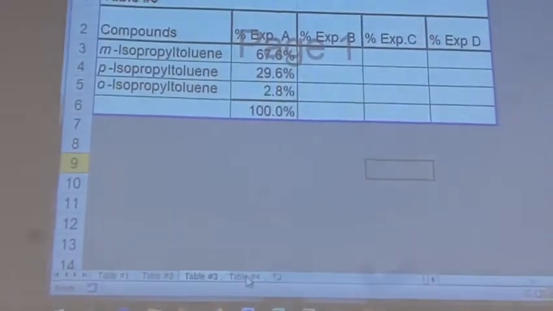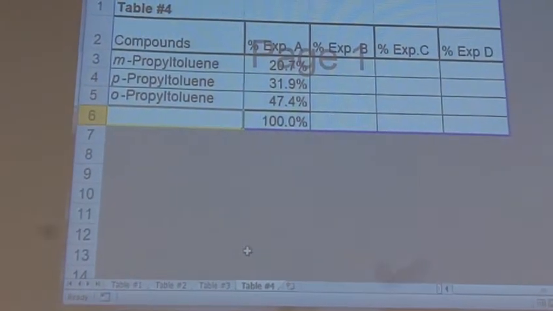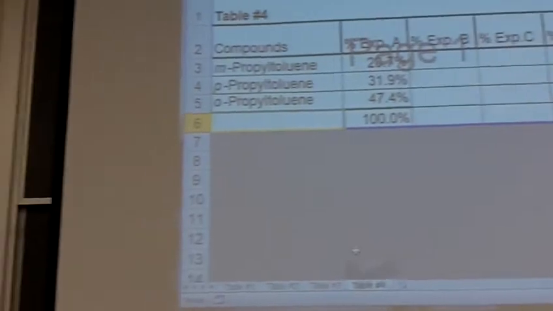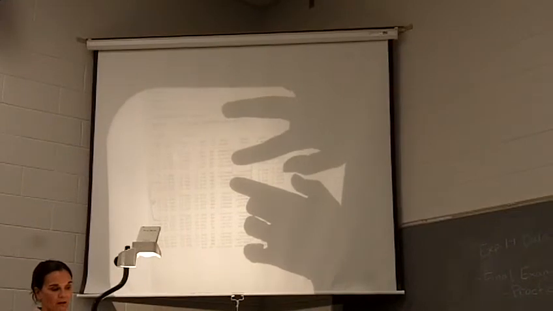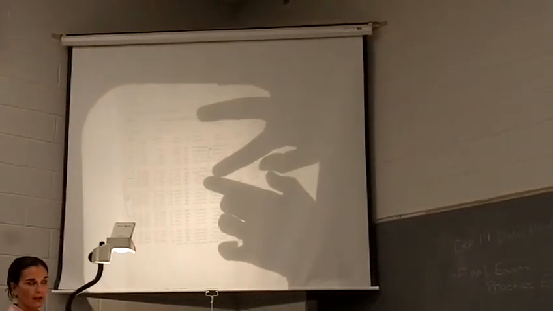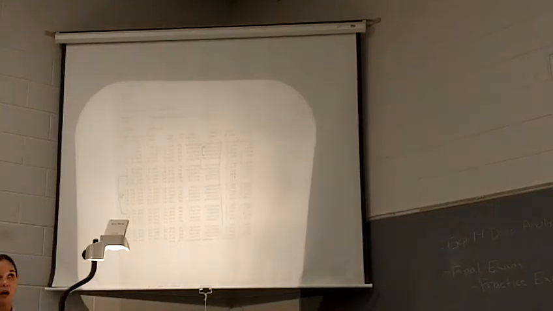And then for table 4, this is what our table 4 should look like for the propyl toluenes. Again, you're looking at just the propyl toluenes, add those areas together, and then divide each individual area by that new total to come up with the percentages. Now, ideally, for the propyl toluenes, you're only going to have data for A and B. However, if you do have information for C and D, don't necessarily discount it, although it's probably going to be a really, really small amount.